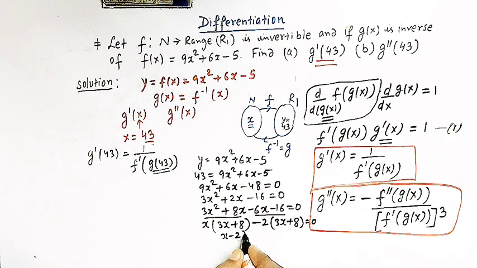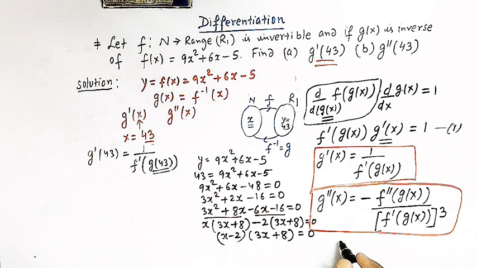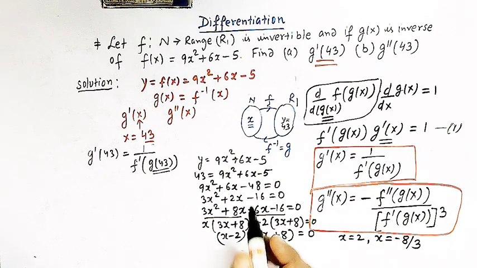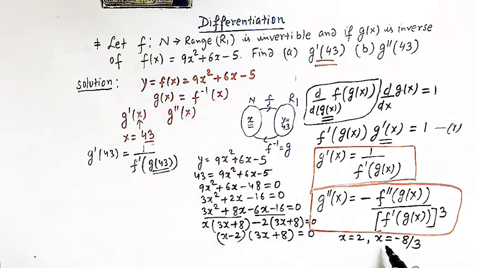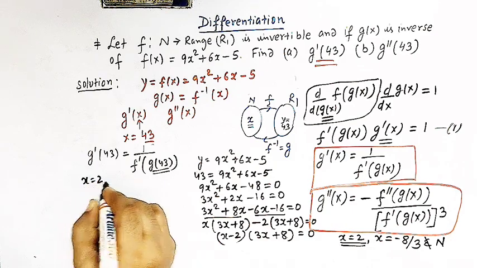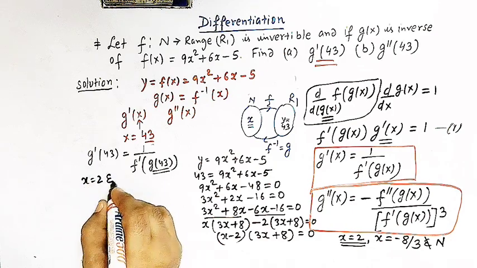So this is (x − 2)(3x + 8) = 0. From here, we can now write x = 2 and x = −8/3. Now see, x belongs to the set of natural numbers. So here we can discard this value of x, because this does not belong to the set of natural numbers. So we'll retain only x = 2, because x = 2 belongs to the set of natural numbers.